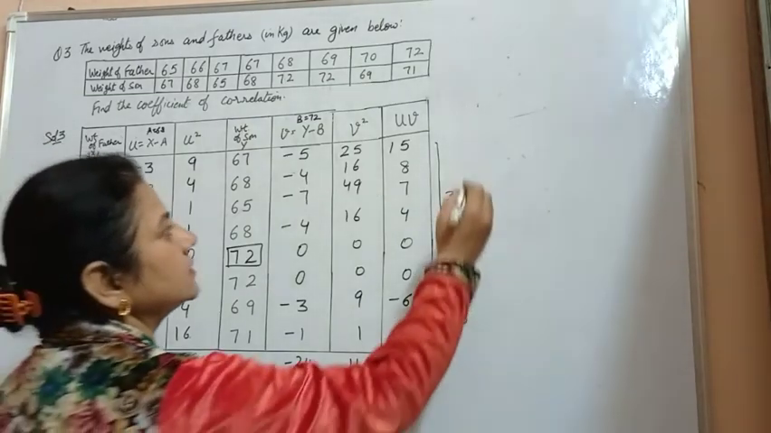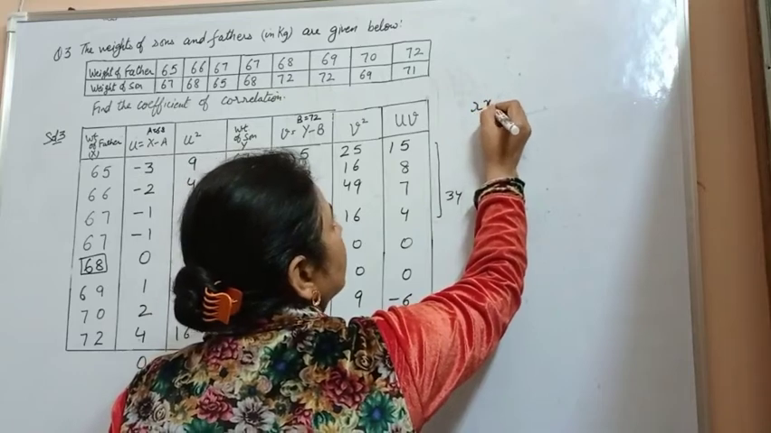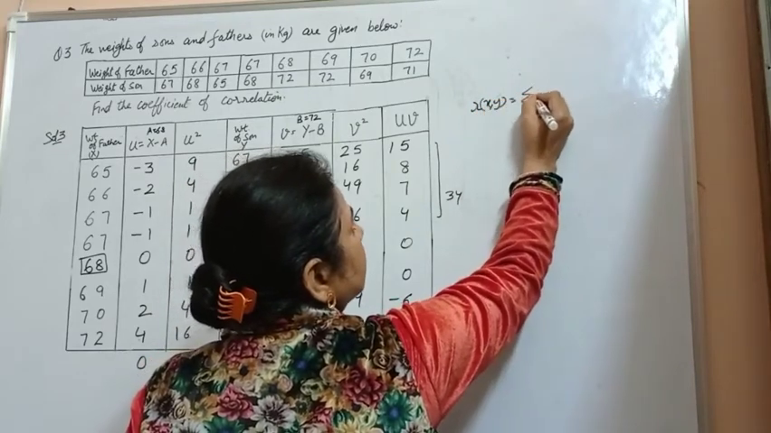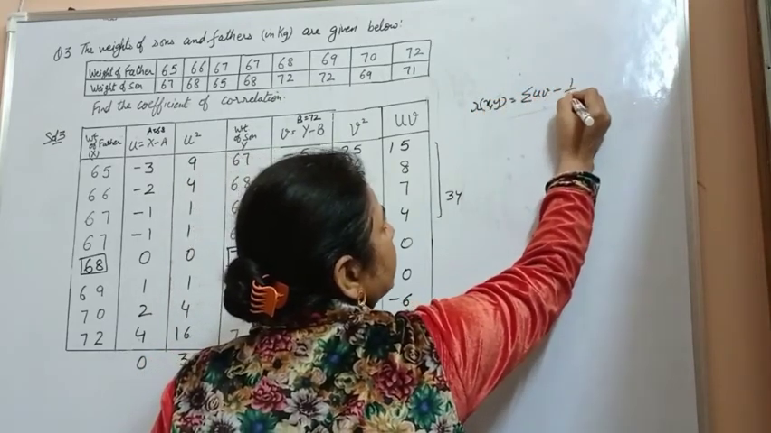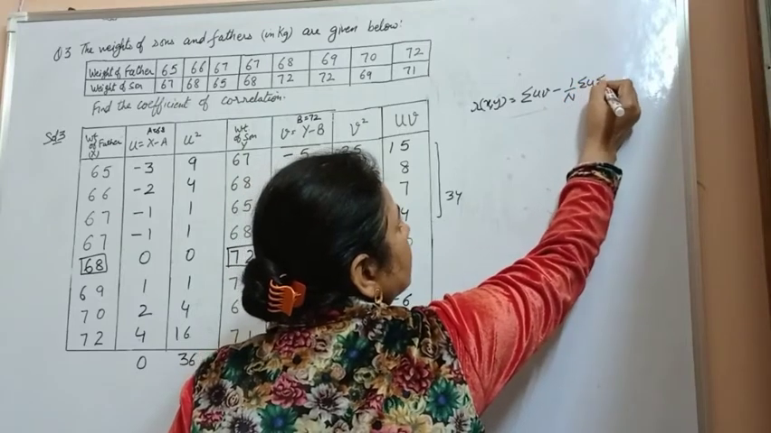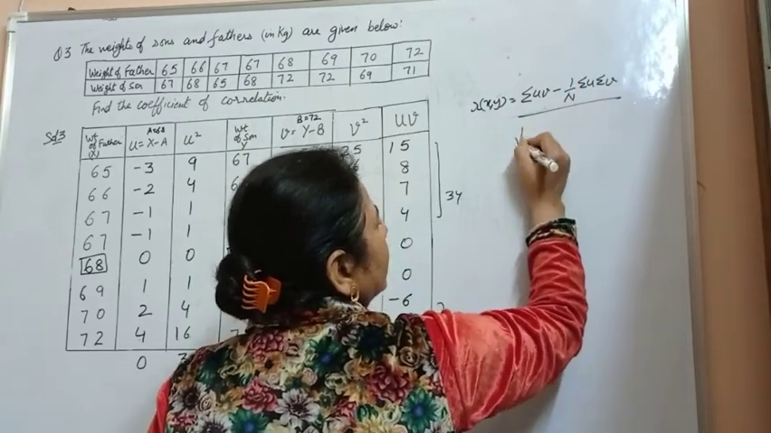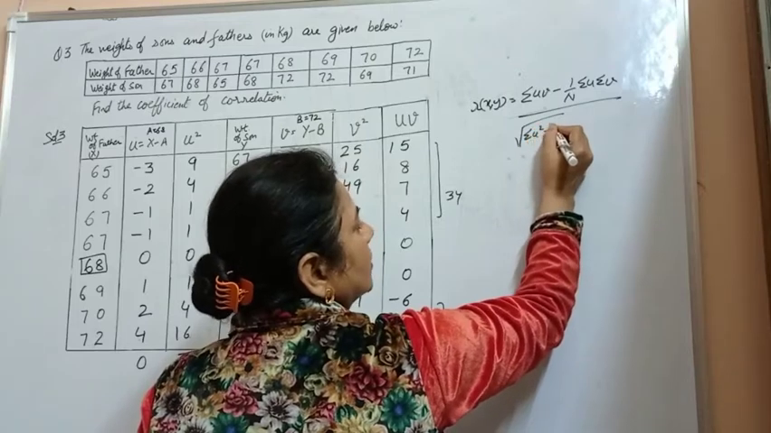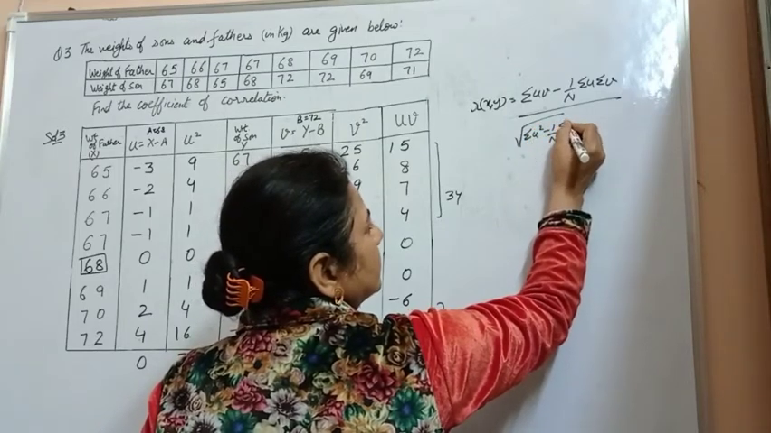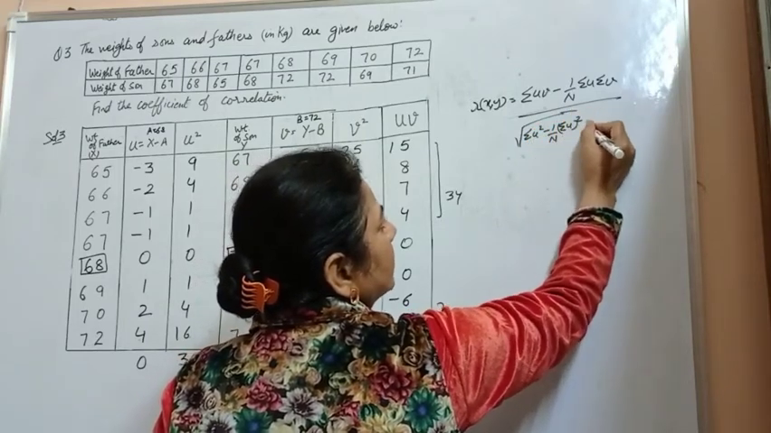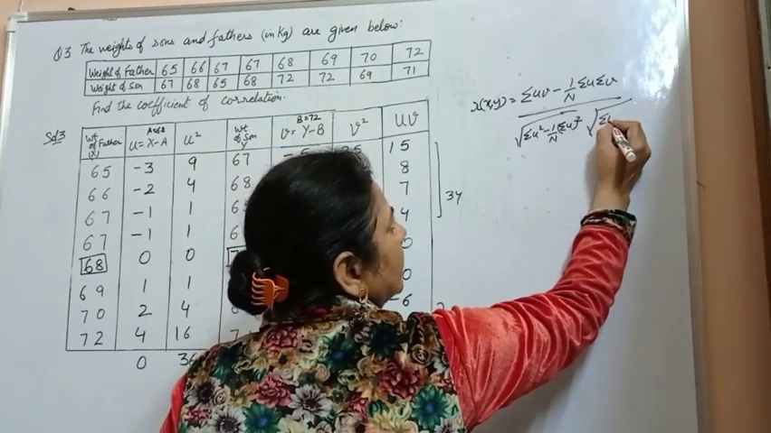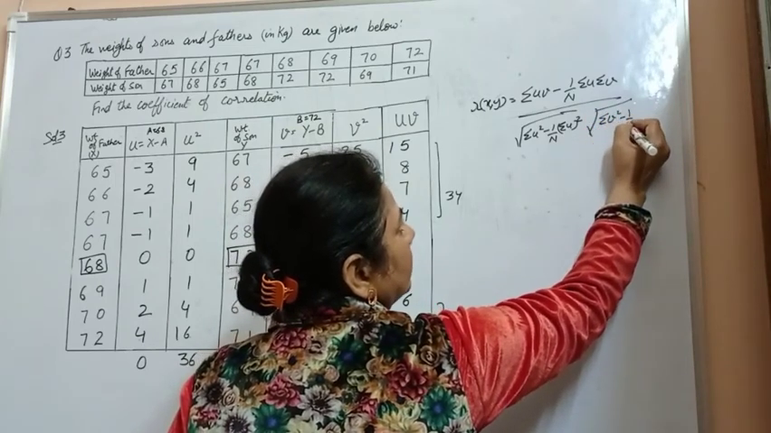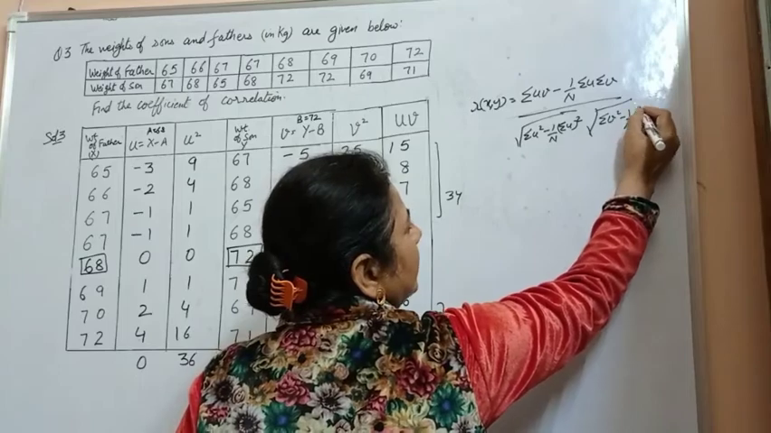So we know the formula for coefficient of correlation. The formula is given as sigma uv minus 1 upon n sigma u sigma v, divided by under root of sigma u square minus 1 upon n sigma u whole square, multiplied by sigma v square minus 1 upon n sigma v whole square.